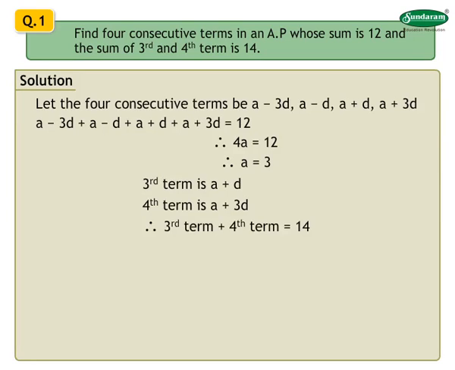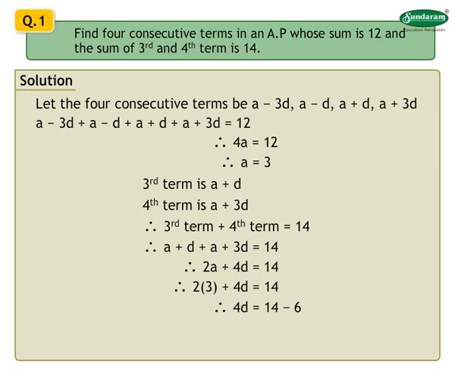Sum of third and fourth term is 14. Third term is a plus d, fourth term is a plus 3d. Therefore, a plus d plus a plus 3d is equal to 14. 2a plus 4d is equal to 14. 2 into 3 plus 4d is equal to 14. 4d is equal to 14 minus 6. Therefore, 4d is equal to 8, d is equal to 2.